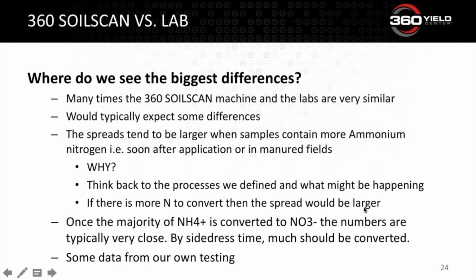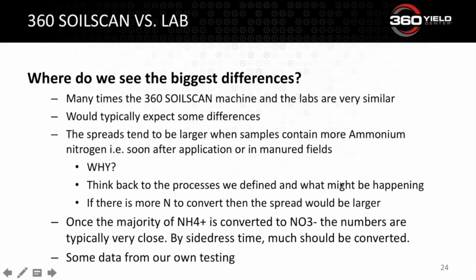The other thing I would tell you, and I'll show you some data in just a minute from another test we did, is that it seems like the spreads tend to be a little bit larger when the samples contain more ammonium nitrogen, like soon after application or in a manured field. Why would we see that? Well, if you think back to the nitrification process we talked about early on, if there's more to convert during the handling, or sitting in the mail in a box, or maybe the warming process, it would make sense that the spreads might be larger.